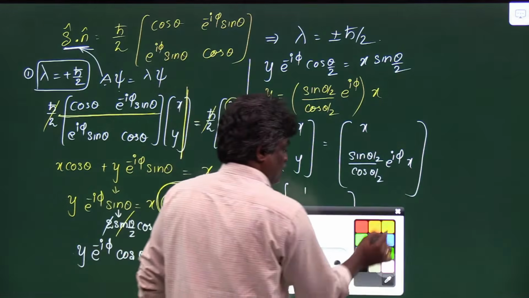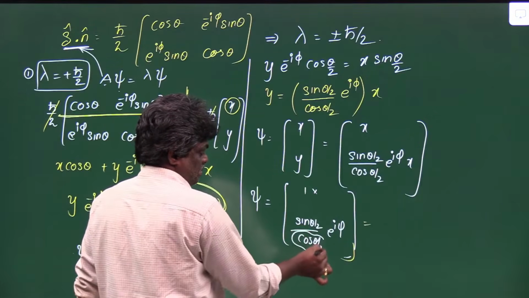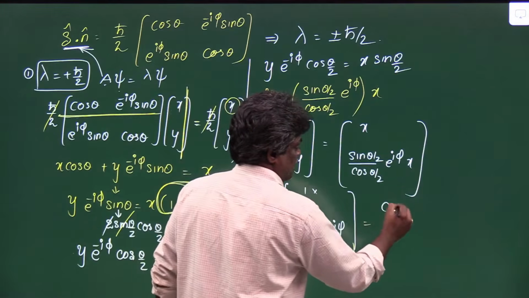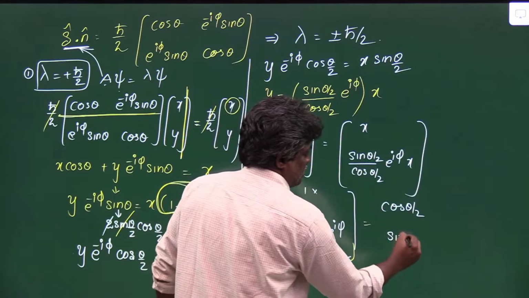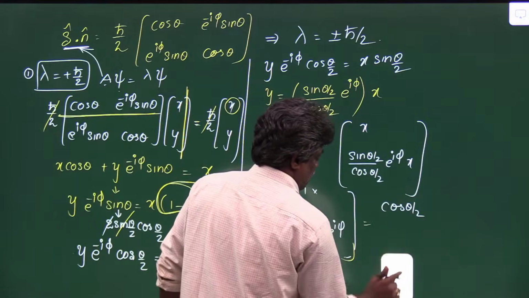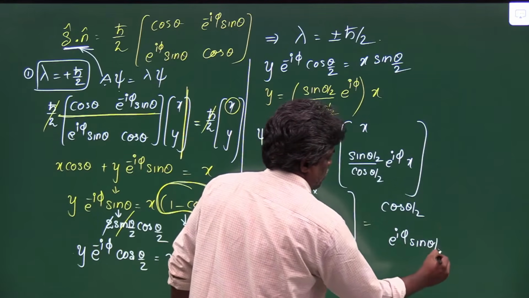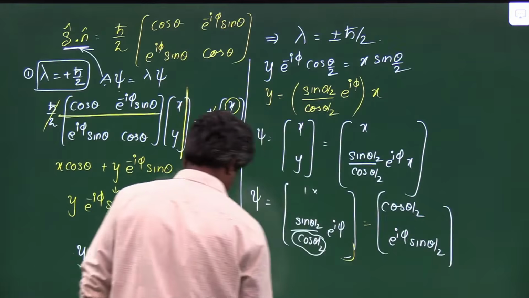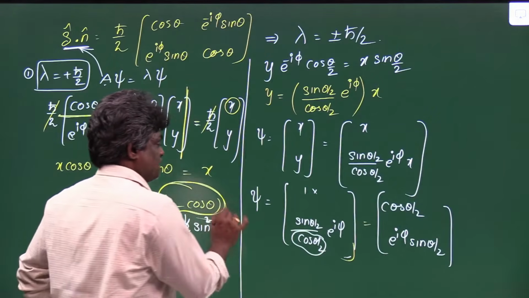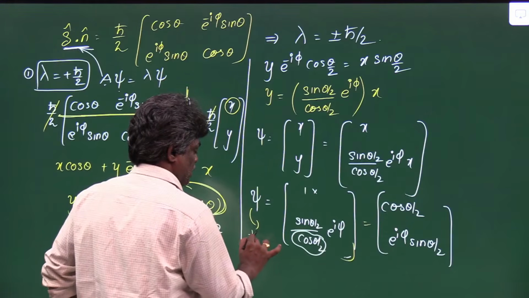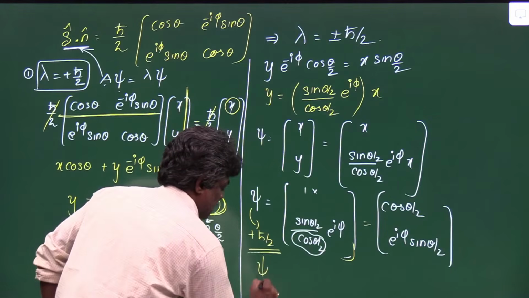Now, we have to multiply with what? Cos theta by 2. Here cos theta by 2 cancels, sin theta by 2 remains, and the other one remains, e raised to i phi. Your answer is ready. So this is the eigenvector corresponding to plus h cross by 2. Am I right?